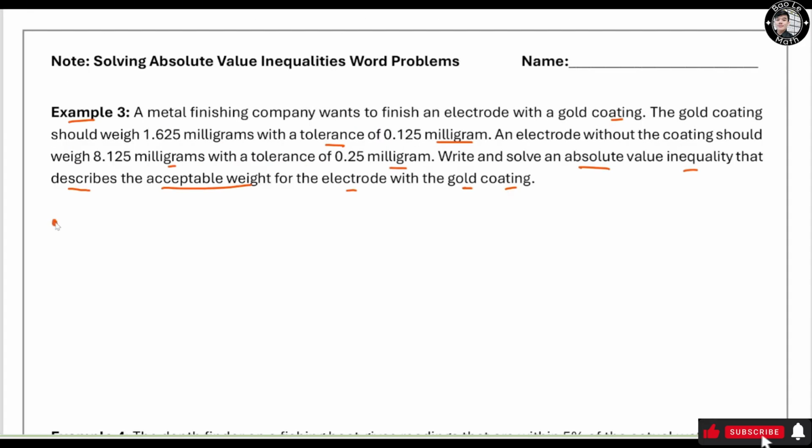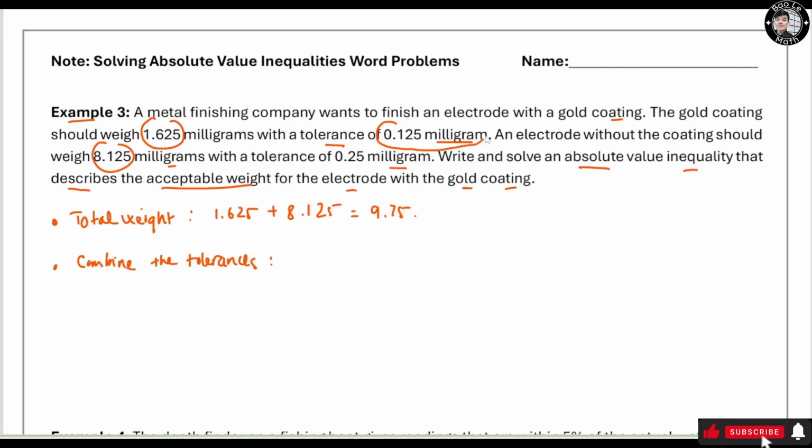Alright, step number 1, you need to find the total weight. You're gonna add this guy and this guy, right? It's gonna be 9.75. Now second step, you're gonna combine the tolerance 0.125 and 0.25. It's gonna be 0.375.